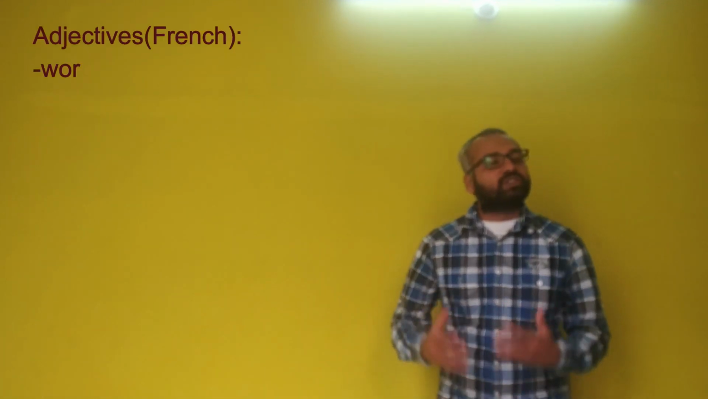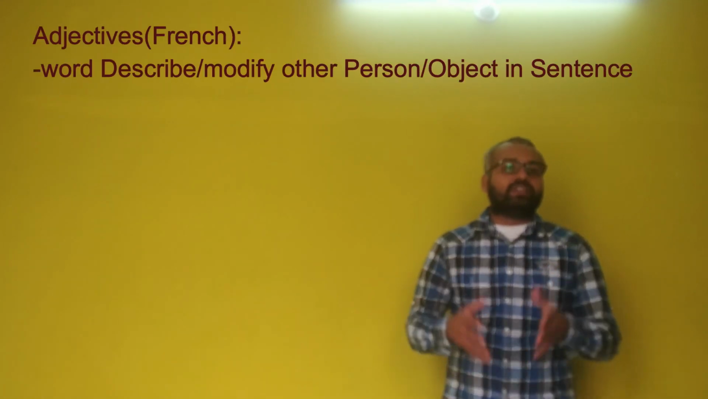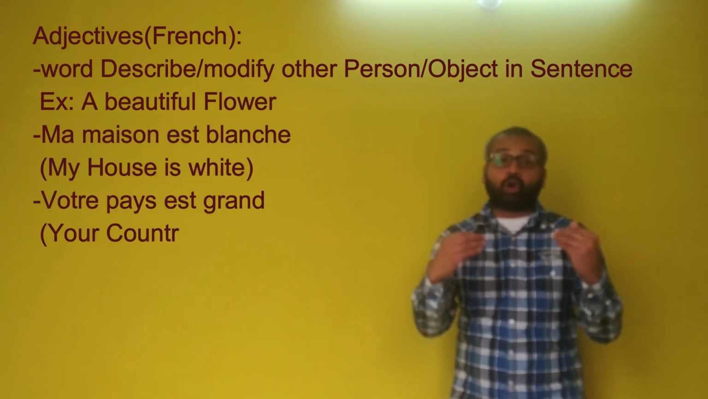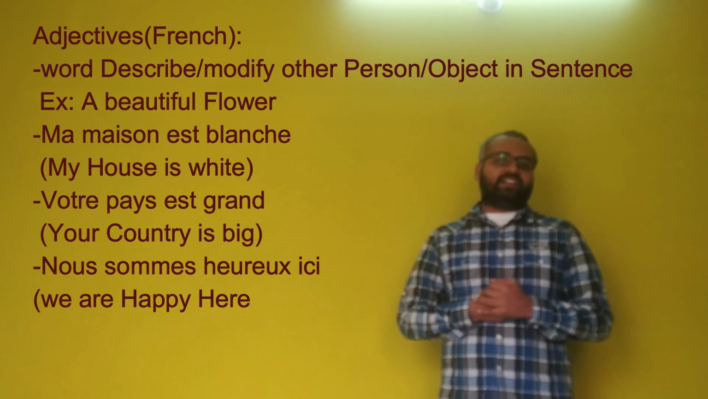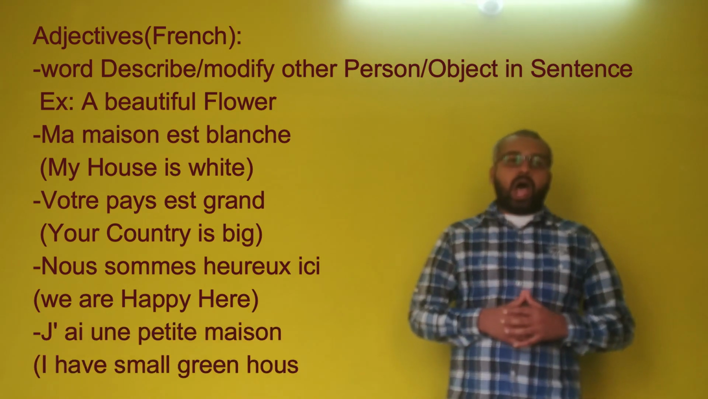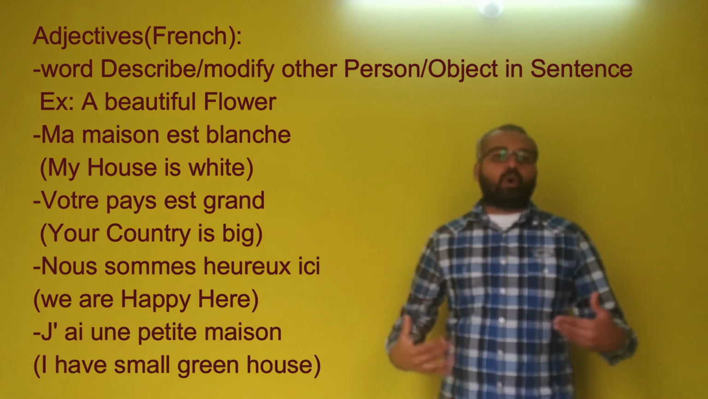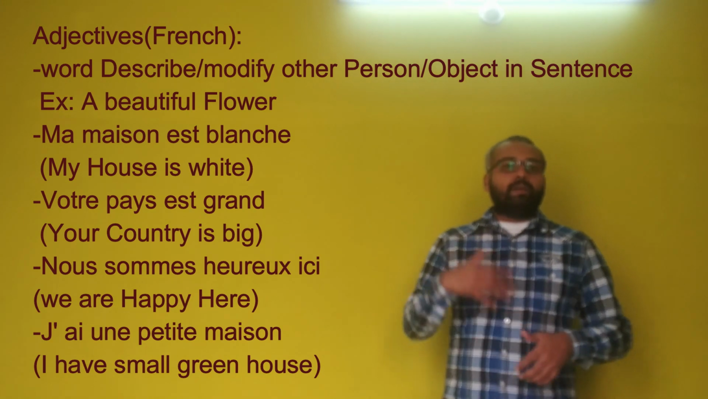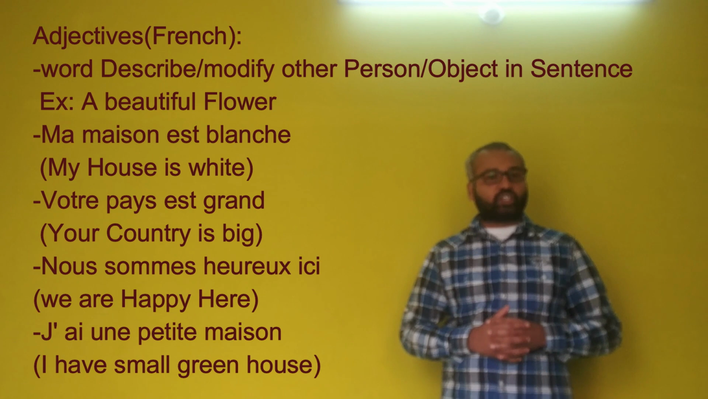Today we are going to look at this video relevant to adjectives in French. An adjective is nothing but a word which describes or modifies another person or object within a given sentence. Example, ma maison est blanche. My house is white. So blanche, we consider this as an adjective.